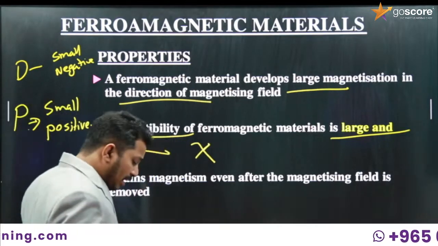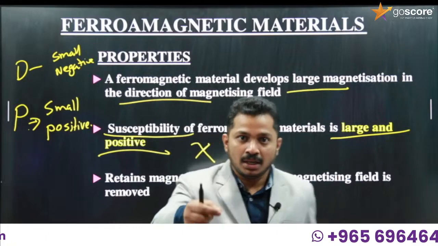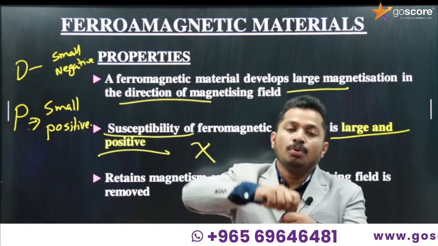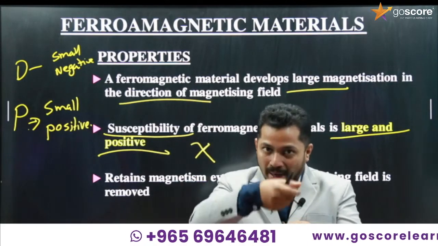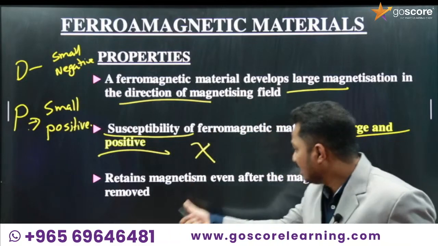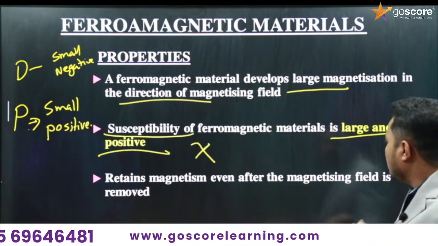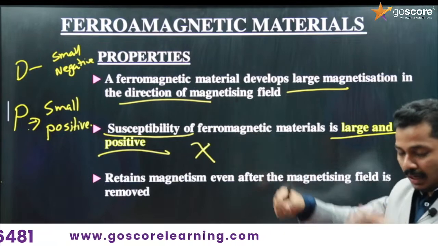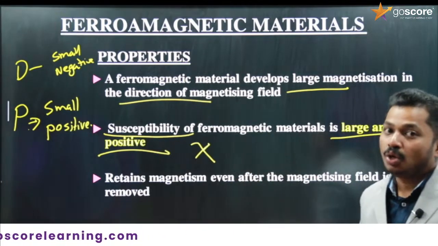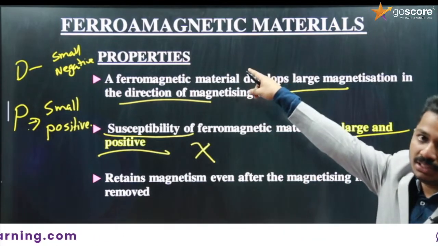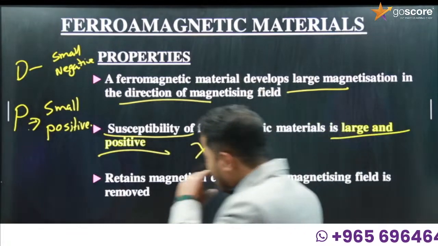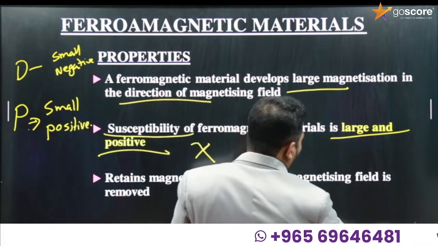When we take an iron nail and it gets attracted towards a bar magnet, when we remove that bar magnet, it can retain those magnetic properties for a small time. That is what is meant by retains magnetism even after the magnetizing field is removed. The iron nail keeps that magnetic property for a small time because iron is a ferromagnetic material. So these are the different properties of ferromagnetic material.